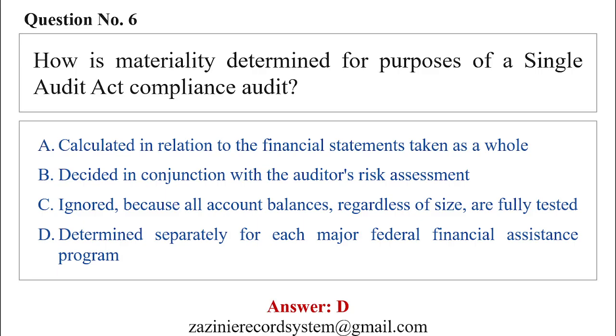Explanation. Letter D is correct because Single Audit Act materiality is assessed program by program, not at the level of the entity's financial statements as a whole, since each major federal program is essentially audited in its own right. Materiality still plays a central role here, so ignoring it or testing everything regardless of size isn't accurate either.